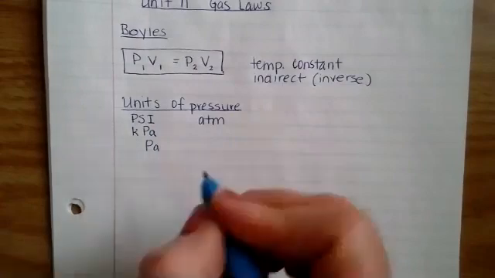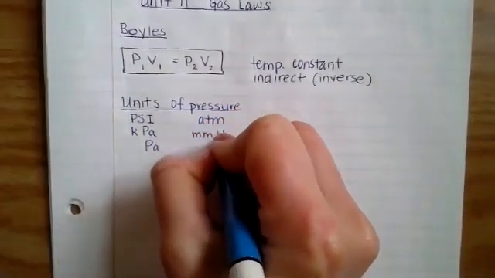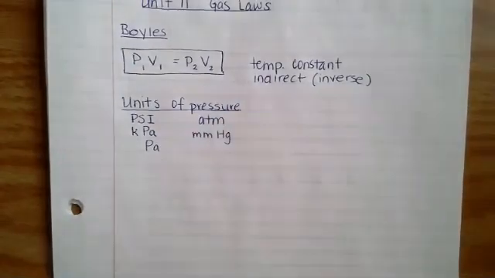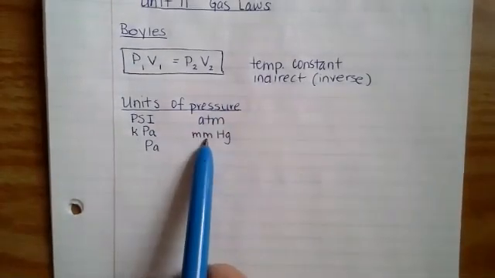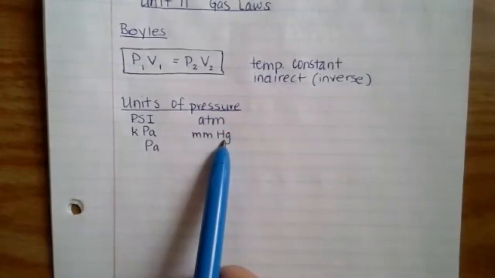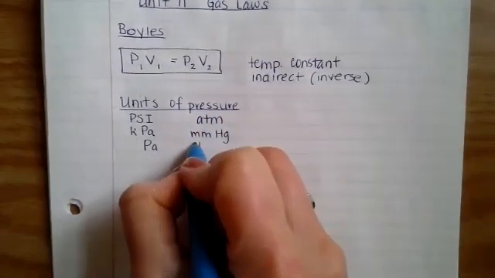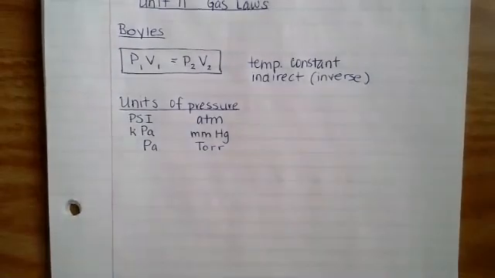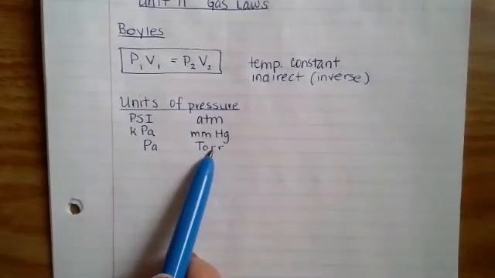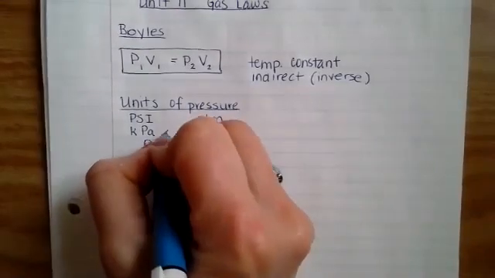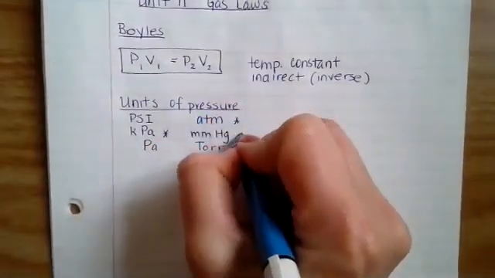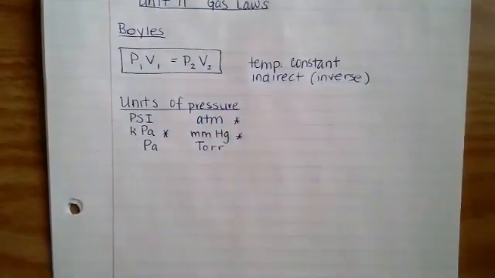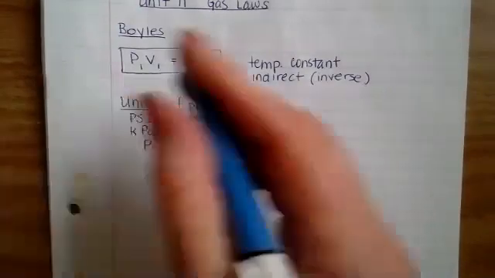One that we use more often in chemistry is mmHg, which stands for millimeters of mercury. In physics class, you may have heard of something called a torr. You may not have yet. However, in some physics classes, they'll start talking about torrs. So I'm going to asterisk the ones that we tend to use more often in chemistry. However, these are all the units of pressure, and there are more, but I've just listed a few.